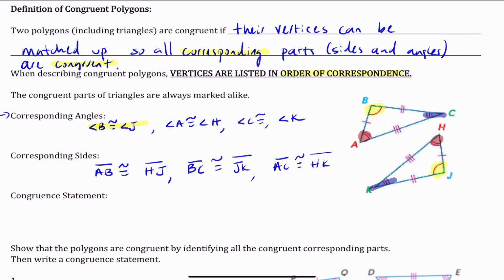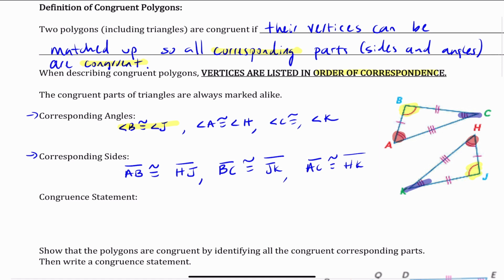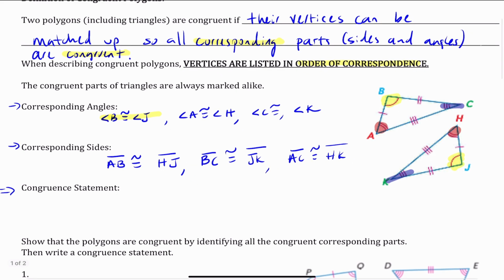But what does matter in this case is how you write the congruence statement. If all the corresponding angles are congruent and all the corresponding sides are congruent, then we can write a congruence statement. And the order does matter. So in this case, we're going to name the triangle. At first, I called this triangle ABC, so this is how I'm going to write it.